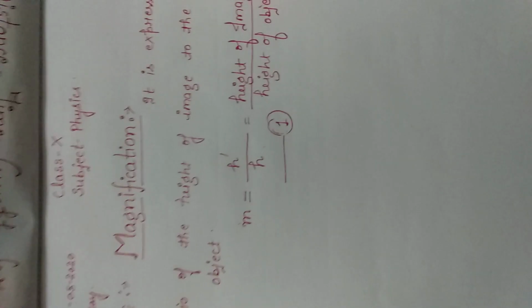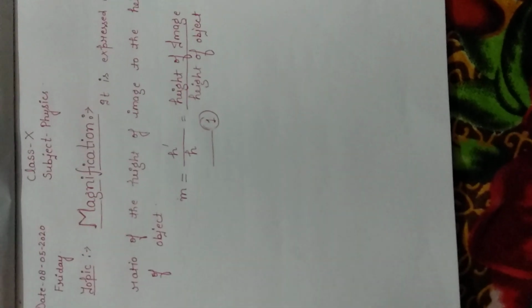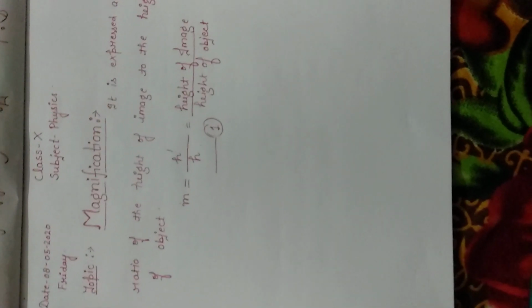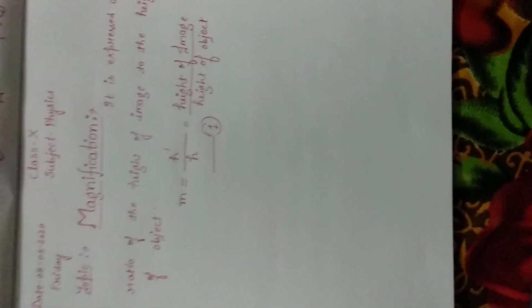Now, as we have seen in the ray diagrams, the size of the image is dependent upon how much distance you have taken for the object from the pole. If you have taken a lesser distance between the object and the pole, the larger will be the image. And if you have taken a greater distance between the object and the pole, then you will get a comparatively smaller image of the object. So this image size is also correlated with image distance and object distance.